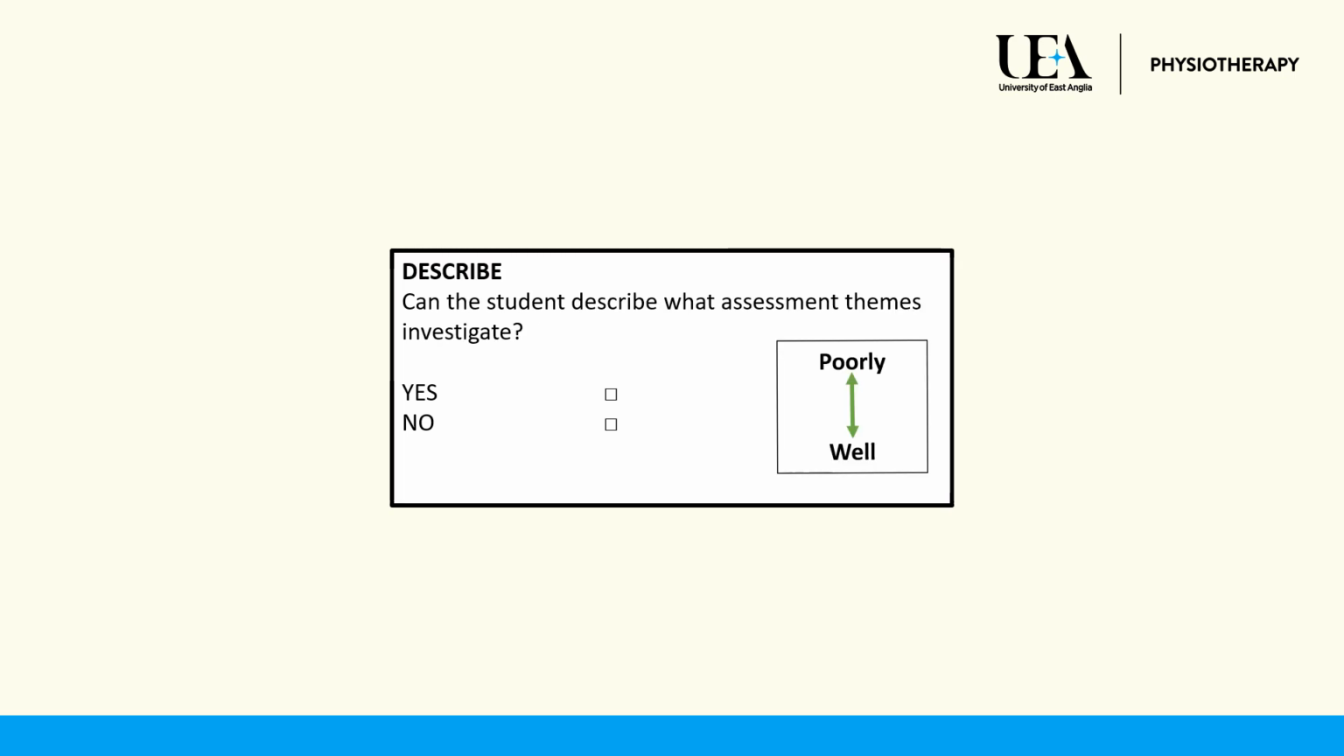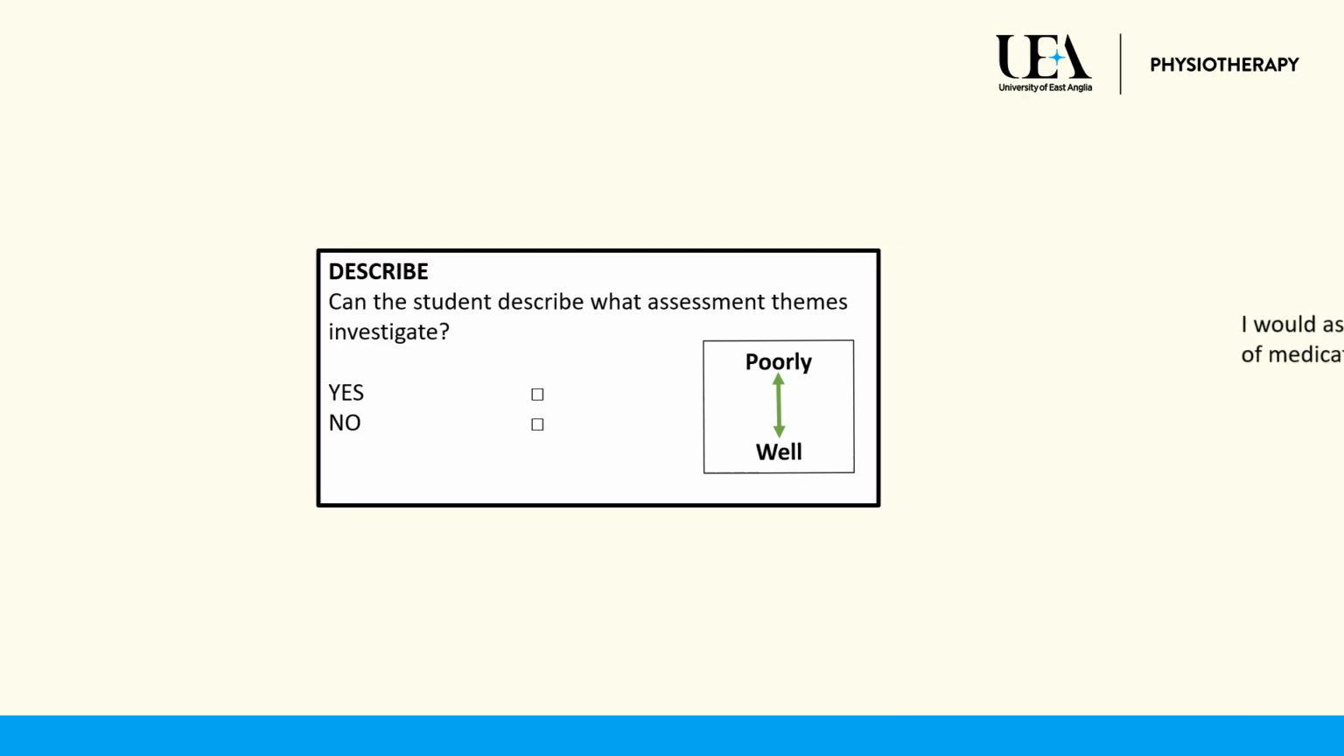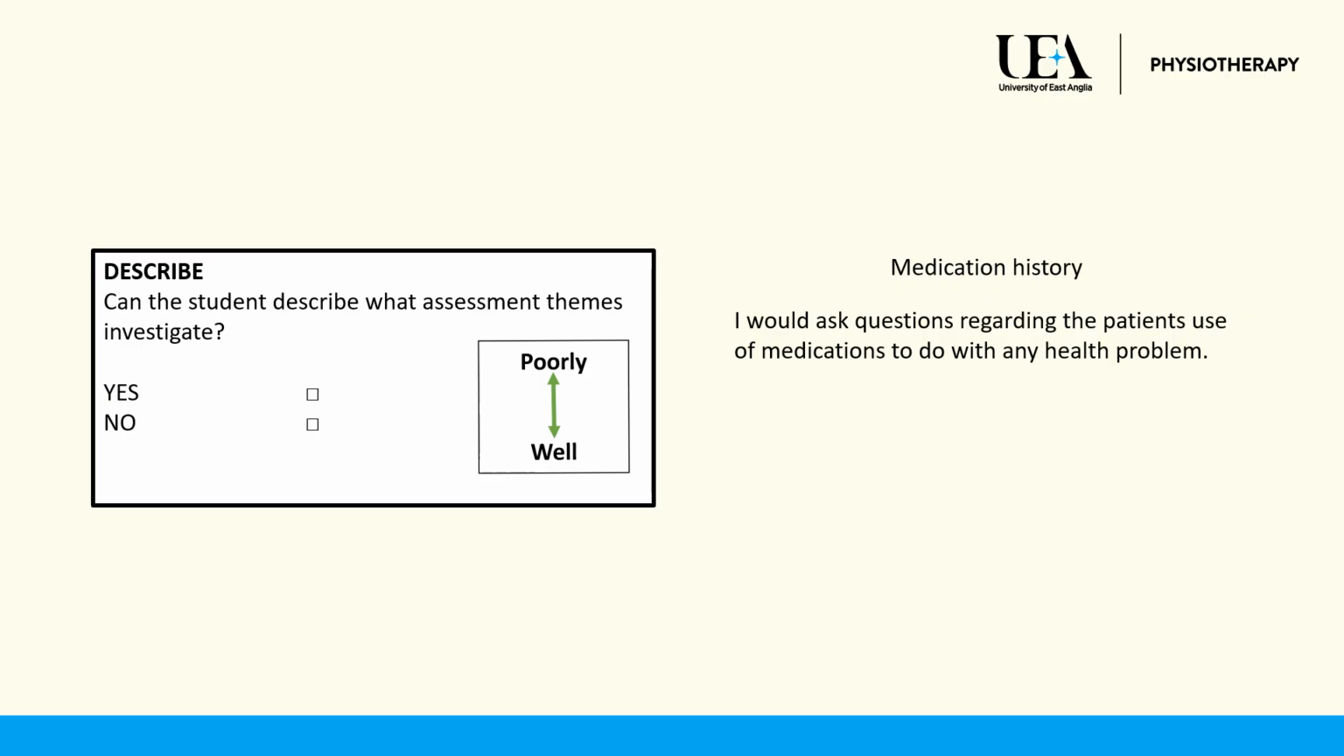The next cue card is Describe, and this seeks to find whether or not the student can identify what the assessment theme actually investigates. For example, medication history, they might be able to blurt that out but not actually know what it means, so they should be able to say, I'd ask questions regarding the patient's use of medications to do with any health problem.